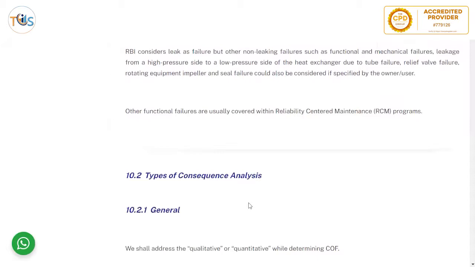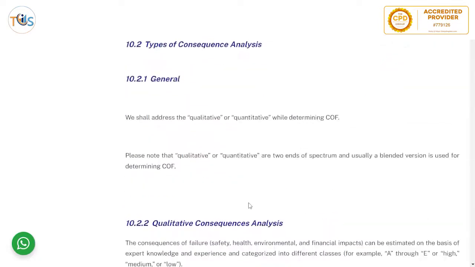So remember, for example, if there is a heat exchanger, the tube failure, the leak you can't see from outside, is inside. The tube is inside the heat exchanger. It's not considered a failure unless it's been included by the owner user. So leak always means external leak. Other functional failures are usually covered within reliability-centered maintenance programs.